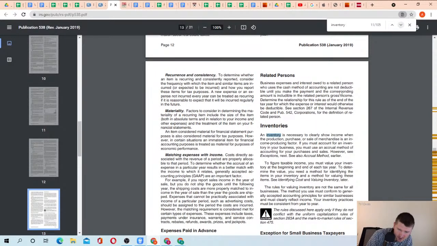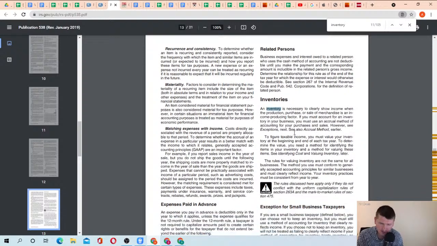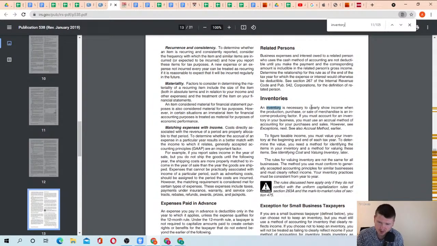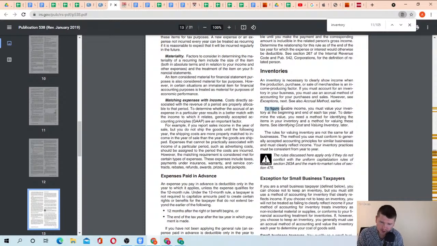Substantial advance payment. Inventories. An inventory is necessary to clearly show income when the production, purchase, or sale of merchandise is an income producing factor. To figure out your taxable income, you must value your inventory at the beginning and end of each year. To determine the value, you need a method for identifying the items in your inventory.